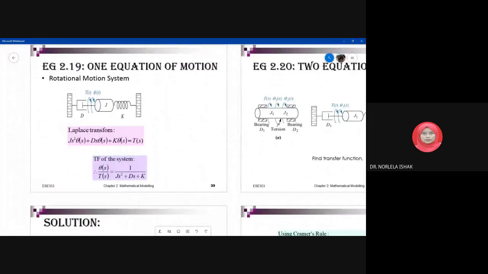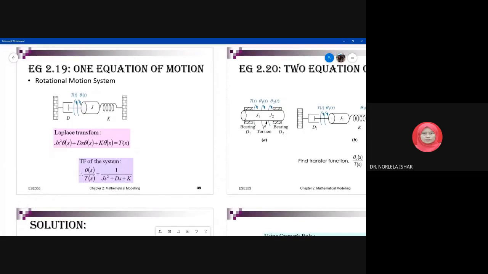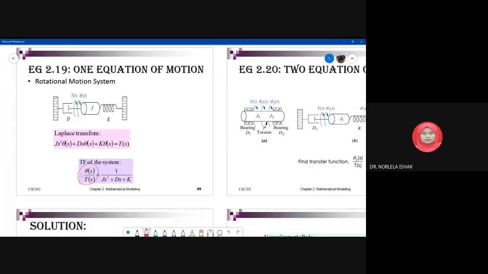Here is one equation of motion. Since the function in time is an angular displacement, I want you to define this transfer function, theta over T. What is T? T is the total torque. Okay, T is torque.